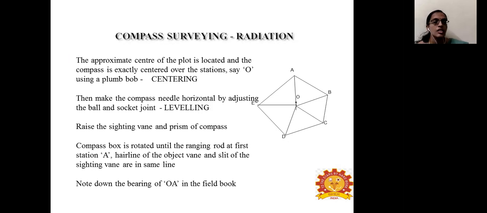And raise the sliding vanes and the prism of the compass. The compass box is rotated until the ranging rod at the first station A lies in the hairlines of the object vane, and the slit of the vane lies in the same line. Note down the bearing OA in the field book.